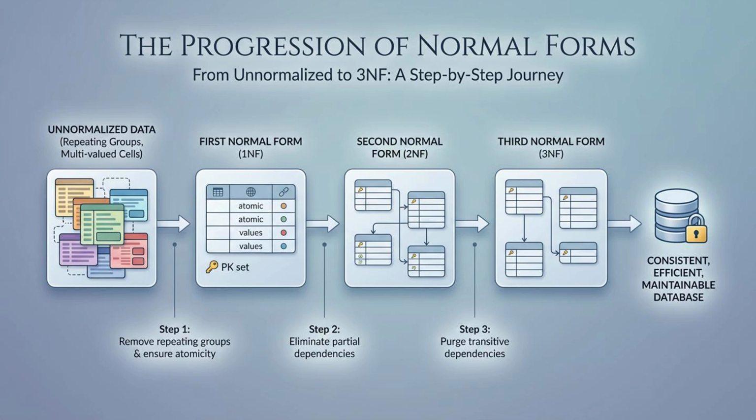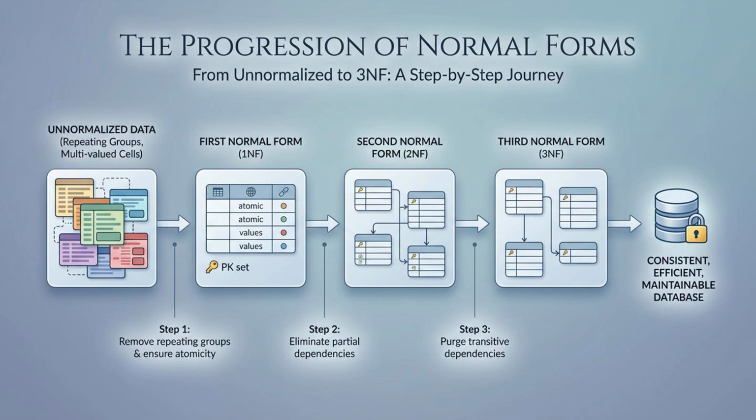All right, let's explore the progression of normal forms. This slide illustrates the step-by-step journey our data takes, moving from raw, unnormalized input to a highly structured, efficient database in third normal form, or 3NF. This systematic approach is fundamental to good database design. We begin with unnormalized data, often characterized by repeating groups or multi-valued cells. Imagine a single field containing multiple phone numbers or a list of items. This structure makes querying and updating extremely complex.